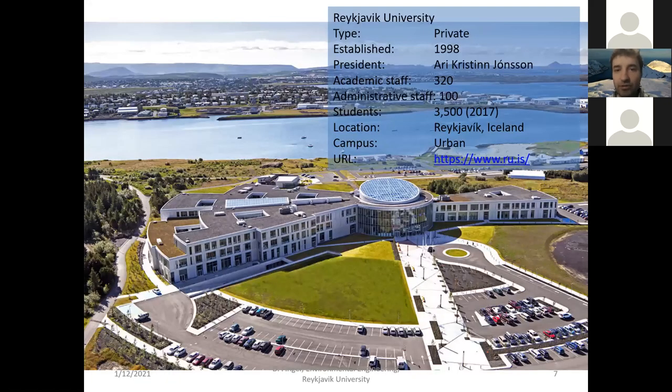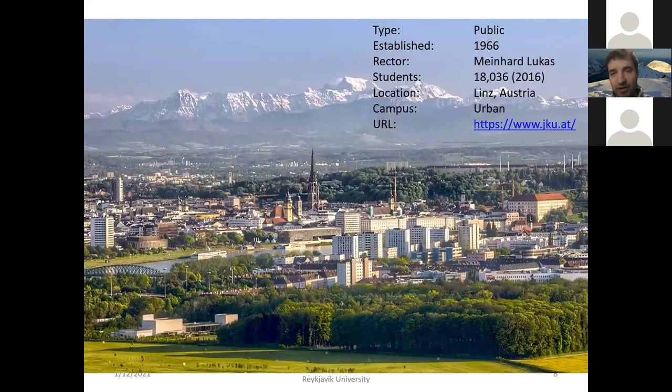So just to point out the two universities, I would like to point this out. Reykjavik University, you know this all, it has been established in 1998. Ari Jonsson is the rector of our university. We have about 300 staff members, about 100 administrative staff, and roughly 3,500 students. Probably it has been increasing in the last years. I don't know exactly the exact numbers for the upcoming years. And if you compare this to the Johannes Kepler University, Johannes Kepler University is almost six times larger. So it has, in 2016, it had 18,000 students. It was established in 1966.